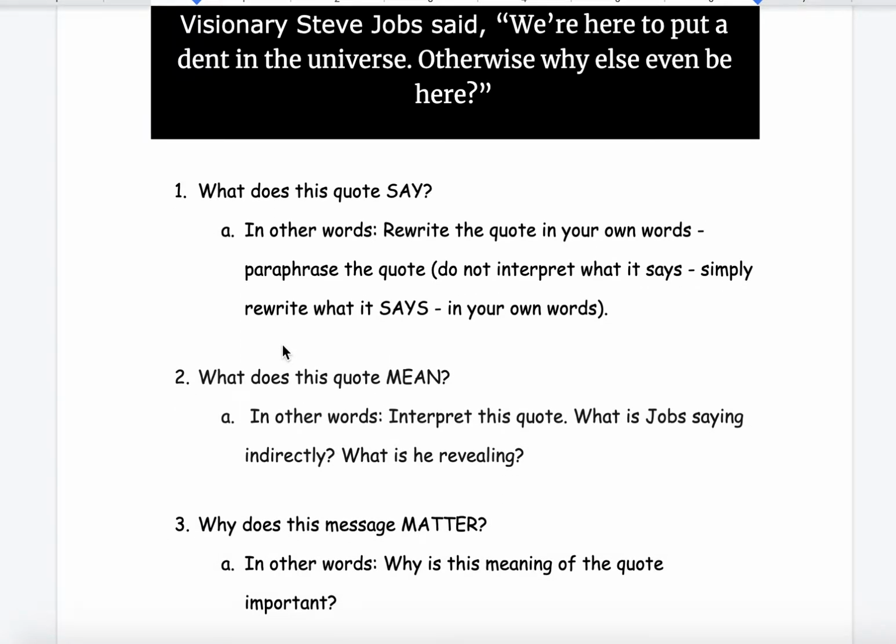Only put on your paper number one and answer the question. Okay? So the question is, what does this quote say? In other words, rewrite the quote in your own words. Paraphrase the quote. Now, don't interpret what it says, not here. Just simply rewrite what the quote says in your own words. So, next to number one, you will rewrite this. What does it say? No interpretation.